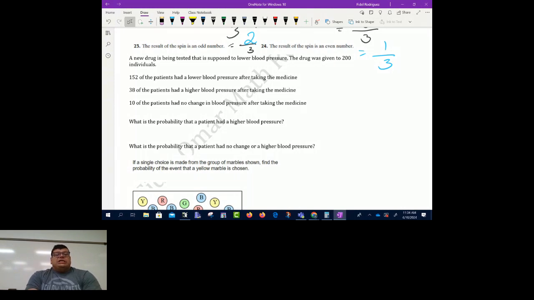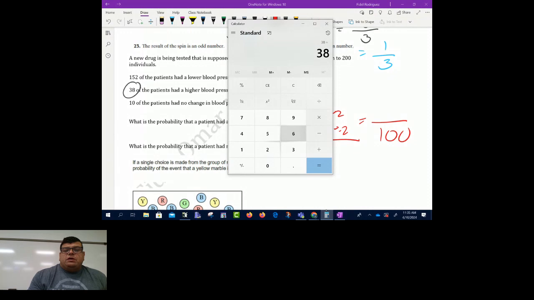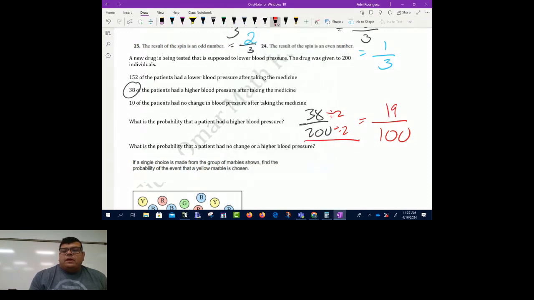The question says, what is the probability that a patient had a higher blood pressure? Okay, so remember, y'all, we had 200 people here, and 38 of them, y'all, had a higher blood pressure. Y'all, those numbers are even. We can divide them by 2. So I'll give you a hint. Half of 200, 100, okay? 38, y'all, divided by 2, 19. So 19 out of 100. That's how I would do my probability, y'all.